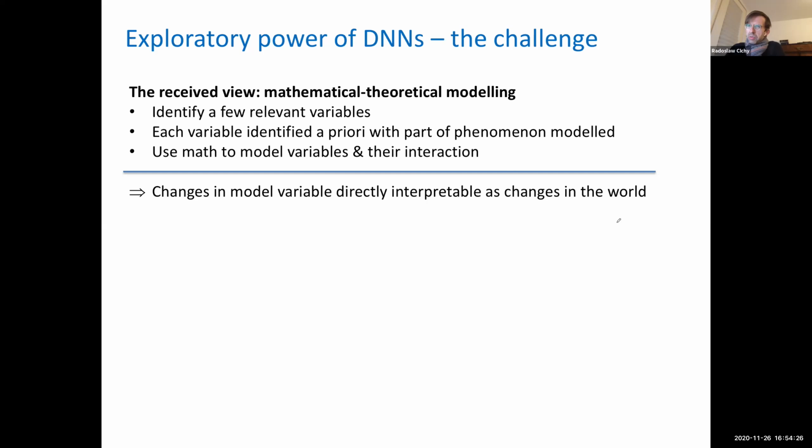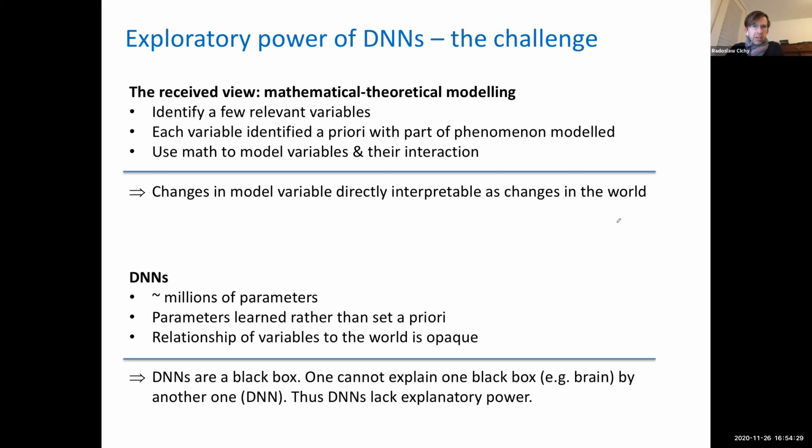Now, how do deep neural networks look against that? Well, deep networks do not have few variables, they have millions of variables.